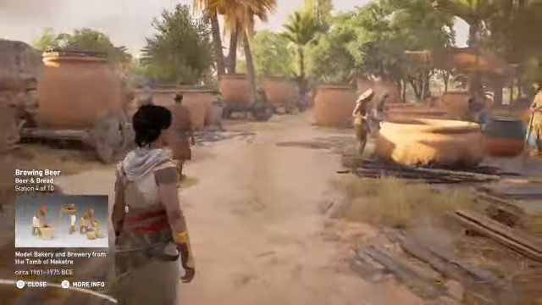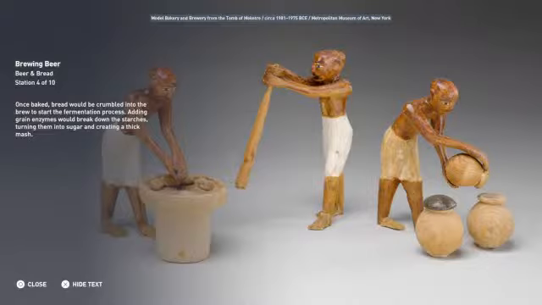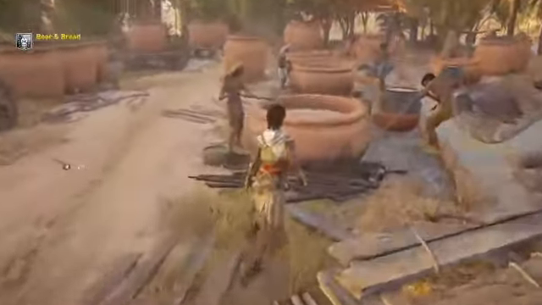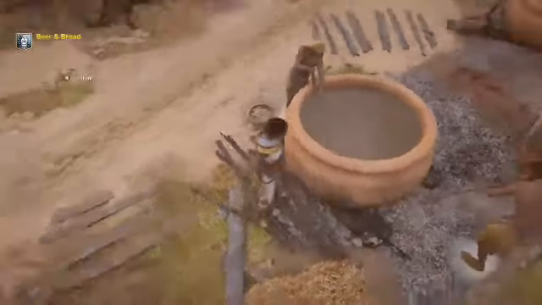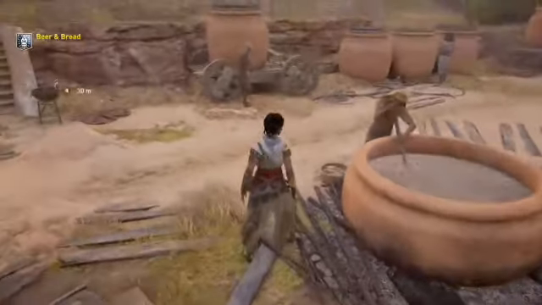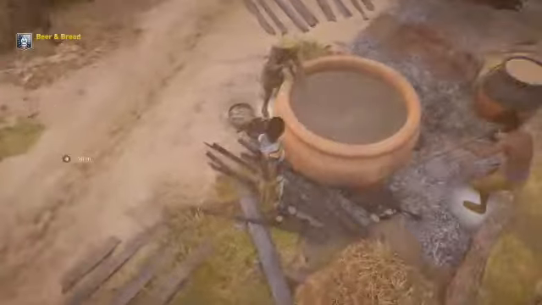Nice. So in other words, I'm guessing they are stirring it up right now. I'm going to walk over there after I do the credit thing. Circa 1981 to 1975 BCE, Metropolitan Museum of Art in New York. And as you can see right there, it is bubbling, so it is fermenting, I believe, right now. Bubbling pretty much means it must be fermenting.